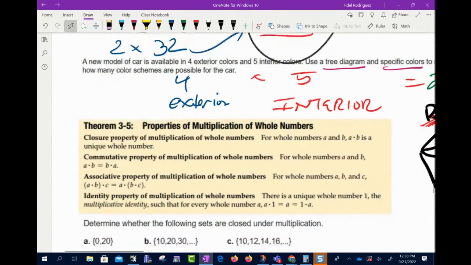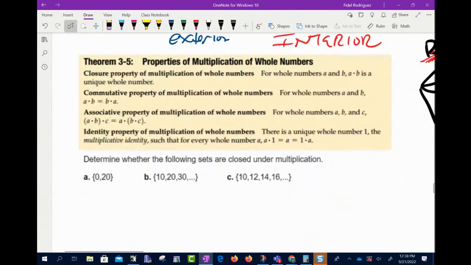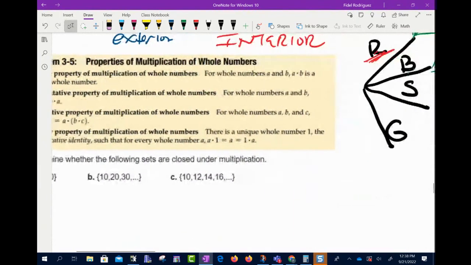Makes no difference. Okay, then we have something called the identity property of multiplication. The identity property of multiplication, y'all, just says, when you multiply any number by 1, you still get the same number, right? So we know 4 times 1 is 4, 8 times 1 is 8, that kind of stuff.